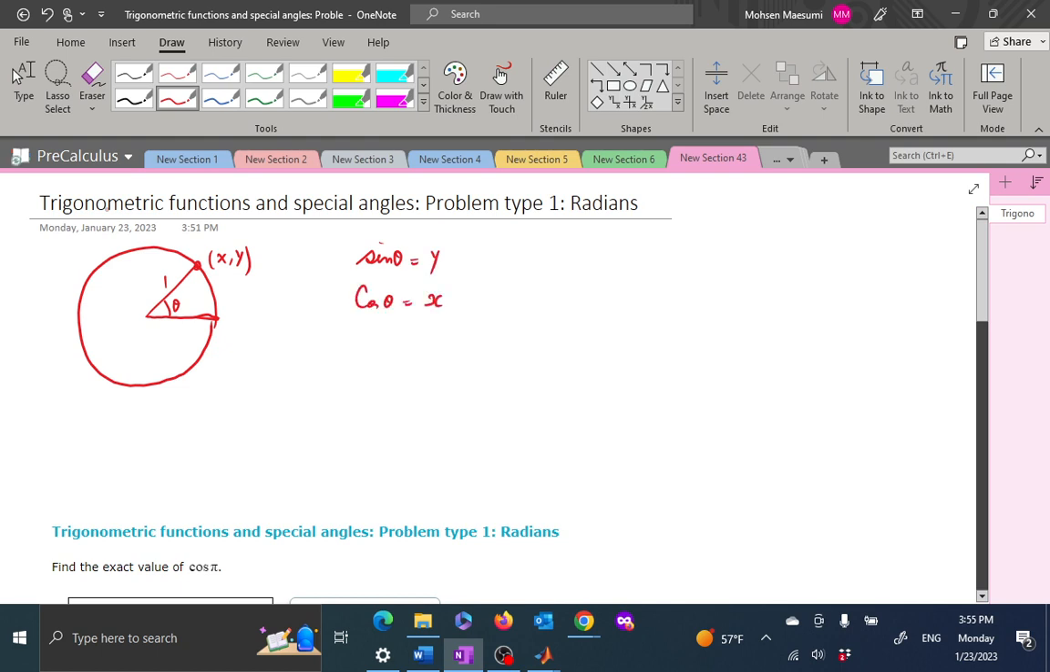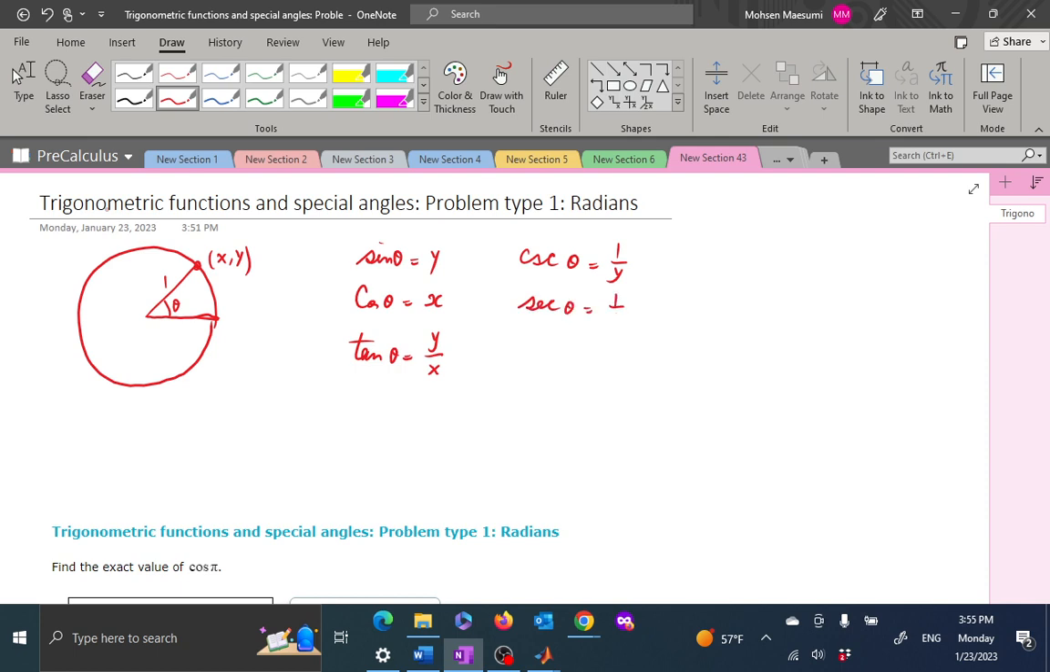Even though we don't need the other ones, let me just mention them. Tangent of theta is y over x. Cosecant of theta is 1 over y, and secant of theta is 1 over x. Cotangent of theta is x over y, and of course we are not allowed to divide by 0.